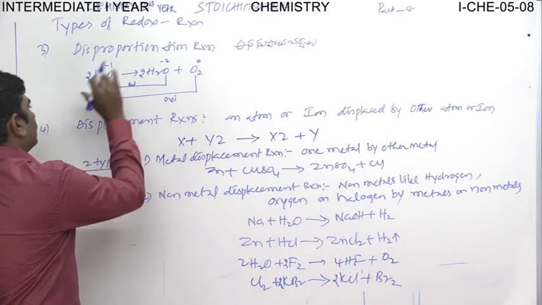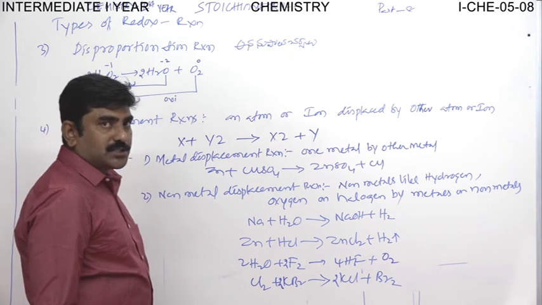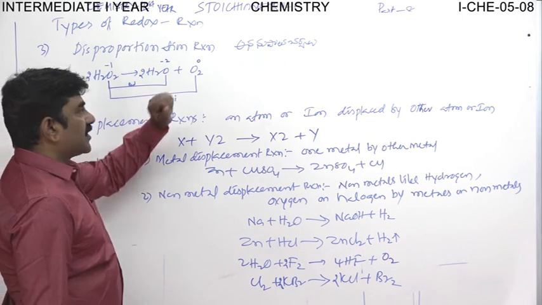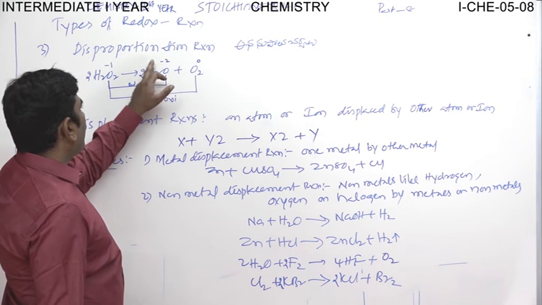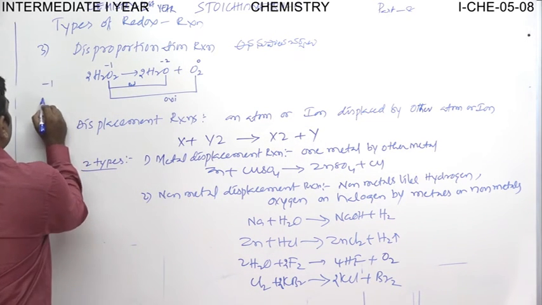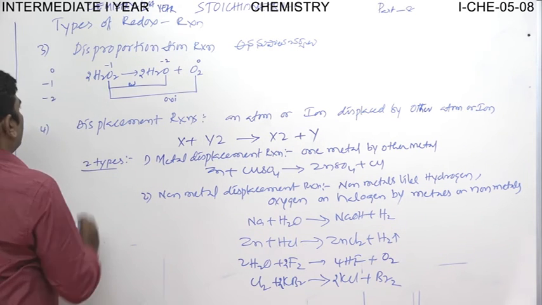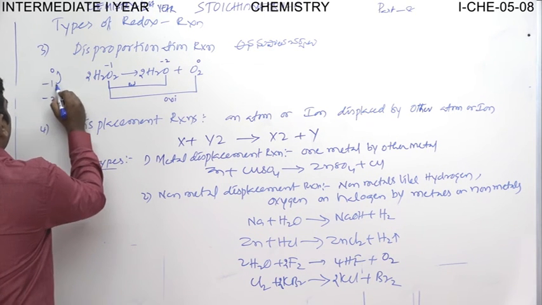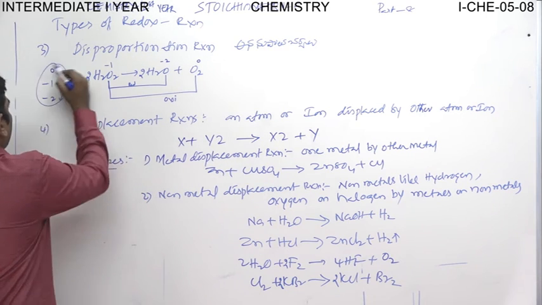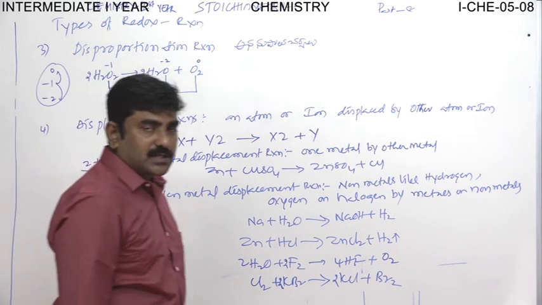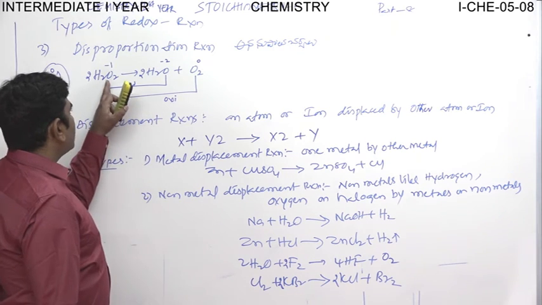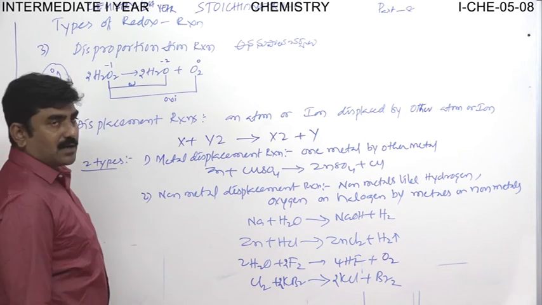So the element which is undergoing oxidation and reduction exhibits three types of oxidation states: -1, -2, 0. So -1 to 0 and -1 to -2. So at least how many oxidation states must it show? 3 oxidation states. One is lower and another one is higher.